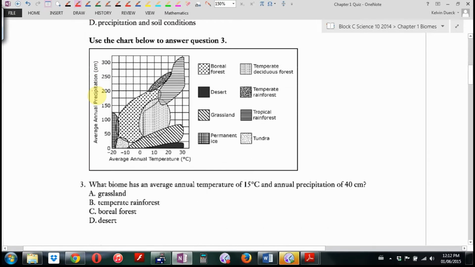So this is question number 3. They love to do this on the provincial, but it'll probably be in color or a little bit easier to read than this black and white one. It says, what biome has an average rainfall of, so here's reading some kind of a climatograph. What biome has an average temperature of 15 degrees? I usually just go like that and kind of draw a line. And annual precipitation of 40 centimeters. The slanty sideways one, which is what? I think grassland, yes?